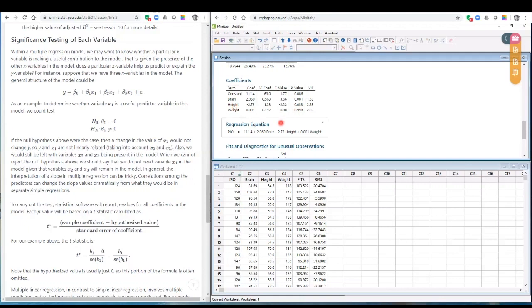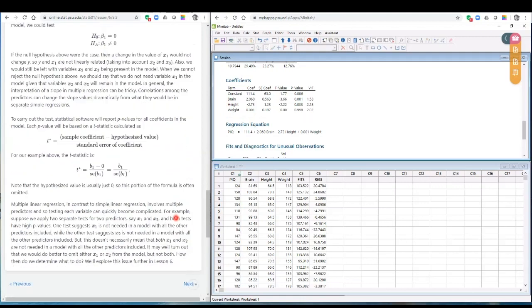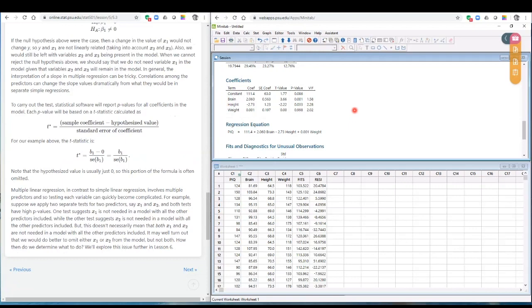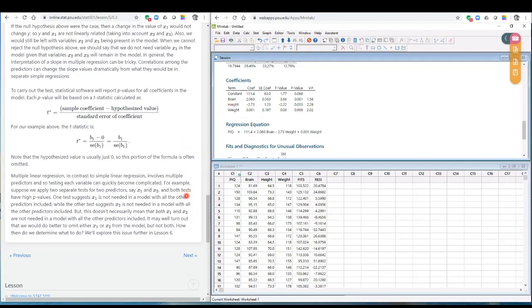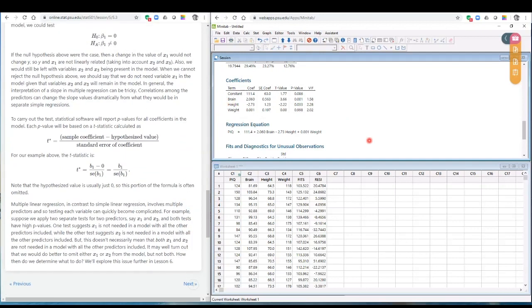Each of those are individual t-tests for the predictors in the model. Testing becomes a little bit more complicated in multiple linear regression compared with simple linear regression because we have to think about multiple predictors being in the model. And so we'll talk about that more in lesson 6. So that's an example of a multiple linear regression model.